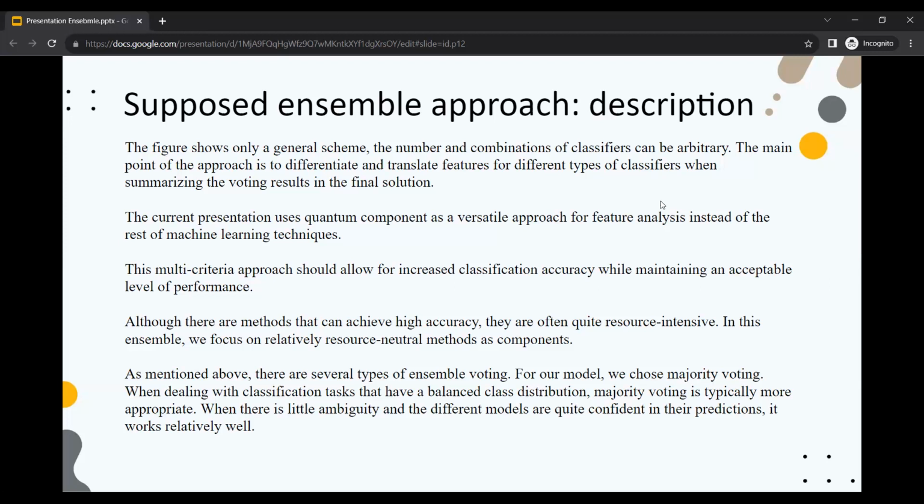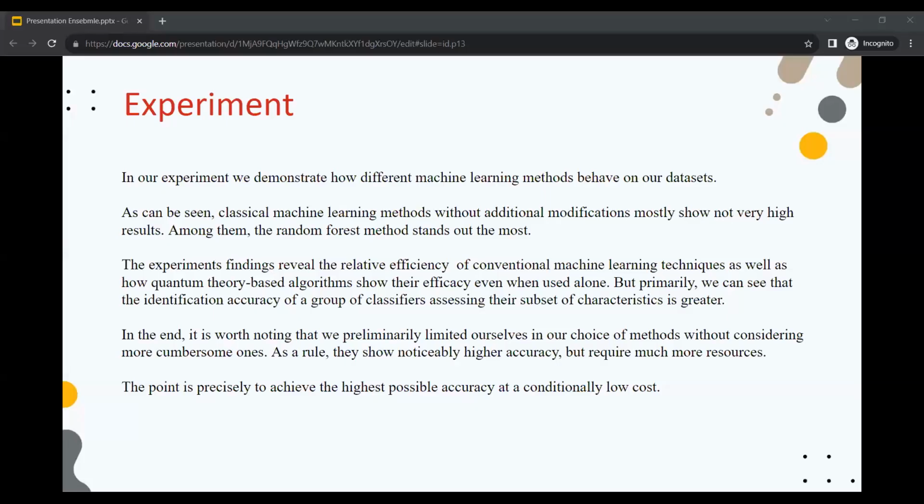And as mentioned above, there are several types of ensemble voting, and for our model, we choose... I guess the connection is lost. Let's wait for him to come again. Can you hear me? Yeah. Please share your screen again. Okay, you understand? By the way, you have just 1 minute to conclude your work, okay? Yeah, just 2 slides left.